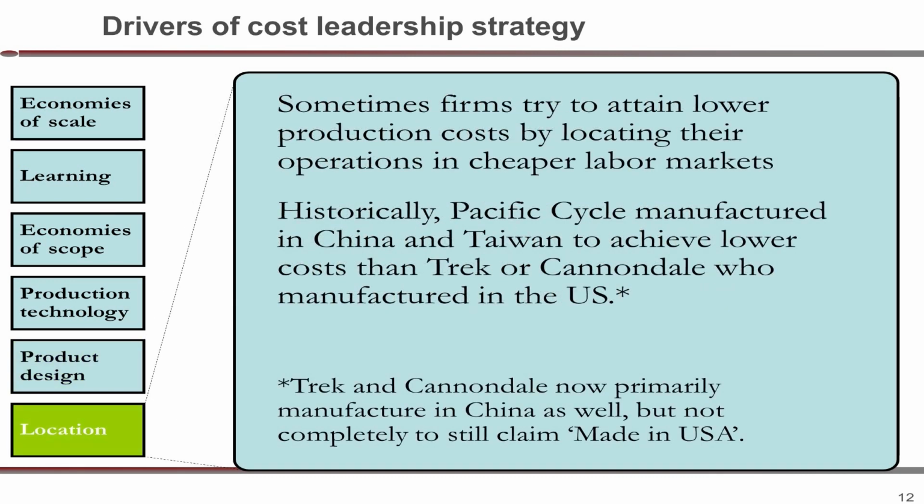And then finally, location. Some firms can try to attain lower production costs by locating their operations in cheaper markets. Historically, Pacific Cycle manufactured in China and Taiwan to achieve lower costs than Trek or Cannondale, who manufactured in the US. Since then, Trek and Cannondale have primarily moved their manufacturing to China as well, but not completely. They still make a small amount here in the US. For instance, Trek makes 1% of their bicycles in the US, so that they can still claim that their bikes are made in the USA, because they are made in the USA, just not all of them.